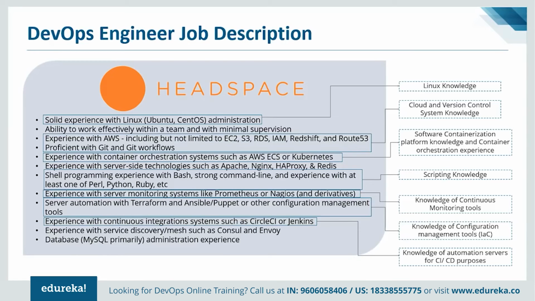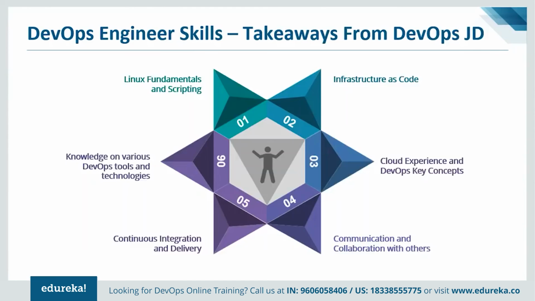Scripting knowledge is a must, definitely. Then continuous monitoring tools like Nagios, Splunk or ELK. Knowledge of configuration management tools, basically for infrastructure as code, like Puppet, Chef, Ansible, SaltStack. Knowledge of automation servers like Jenkins or Bamboo or Travis for CI/CD purposes, right?